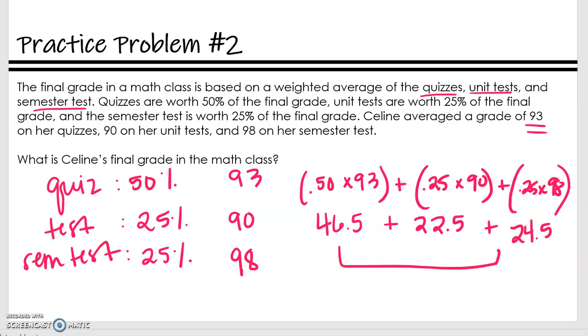So now we're going to add up and get our total. Because this is percentages, we've already divided by 100 to go from our percent to what we are calculating. So all we have to do now is add up. And her total grade in her math class is 93.5.